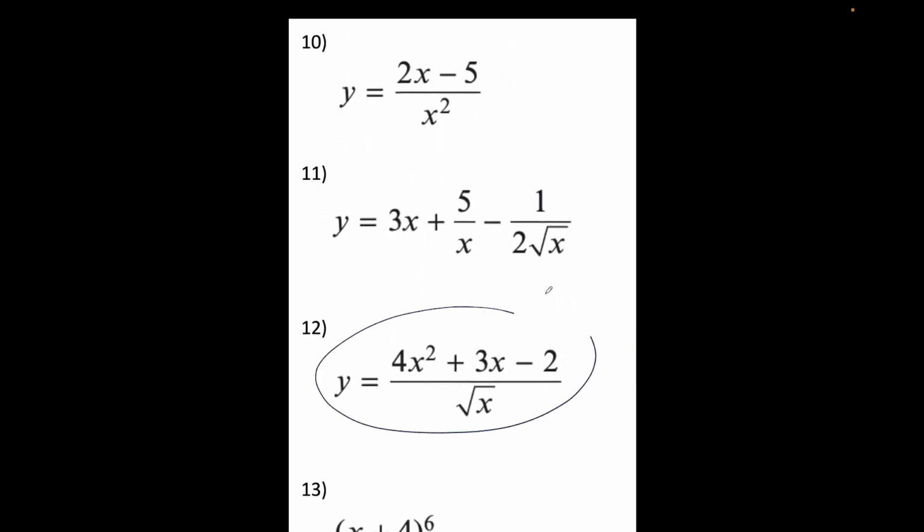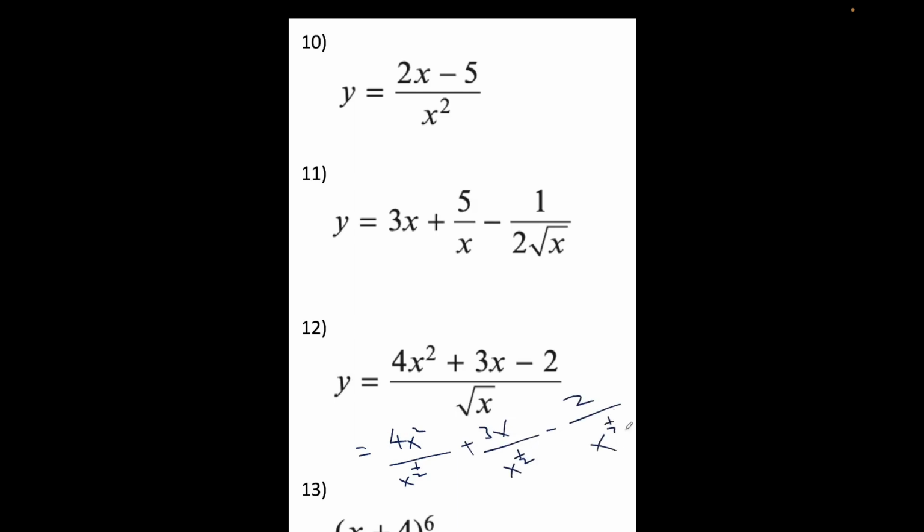Just like this question over here, we know the rule. It's going to be 4x to the power of 2 divided by x to the power of a half, plus 3x divided by x to the power of a half. You can see where we're going with this. 2 divided by x to the power of a half, which we've written into 4x to the power 2 minus a half, 1.5, plus 3x, that's a 1 over there, 1 minus a half.